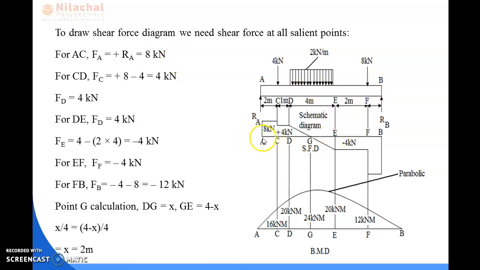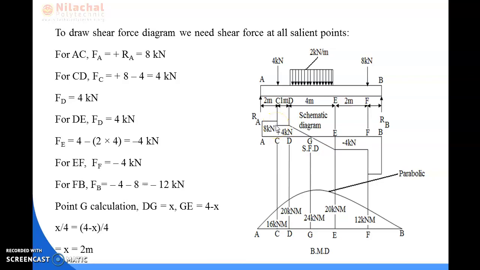So first of all, we start the shear force diagram. We need to draw a reference line for the easy drawing of the shear force. So at point A, we got the value of shear force as 8 kN. So we can put here one point above the point A. After that, at point C, the value of the shear force is 4 kN. So it will be nearer to here.